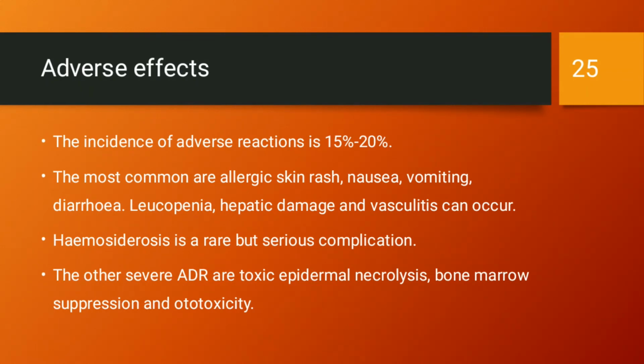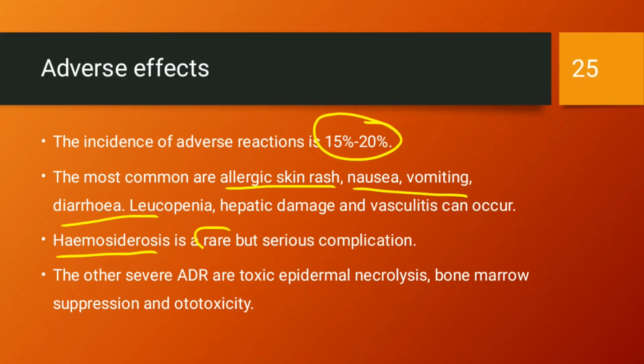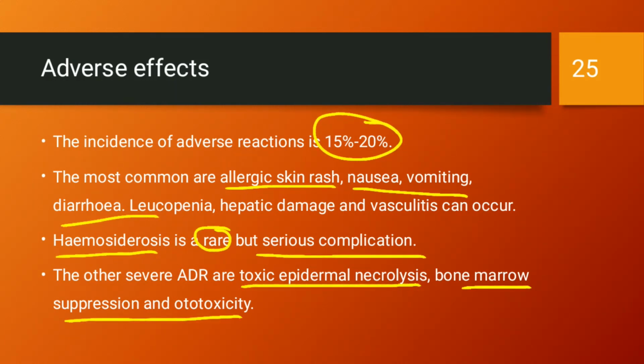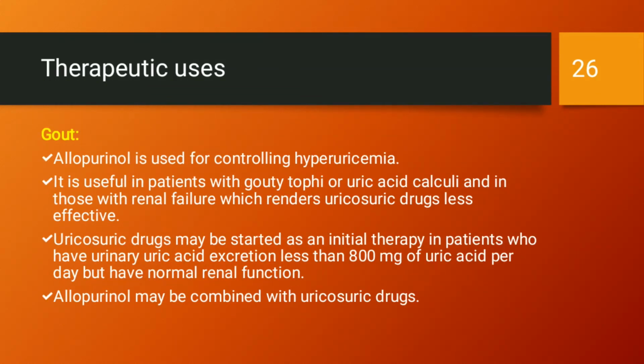Adverse effects of allopurinol have an incidence of around 15 to 20%. Most common are allergic skin rash, nausea, vomiting, diarrhea; leukopenia, hepatic damage, and vasculitis can also occur. Hemosiderosis is a rare adverse effect, but it is a serious complication. Other severe adverse drug reactions are toxic epidermal necrolysis, bone marrow suppression, and ototoxicity. Therapeutic uses in gout: it is used for controlling hyperuricemia. It is useful in patients with gouty tophi or uric acid calculi, and in those with renal failure, which renders uricosuric drugs less effective.